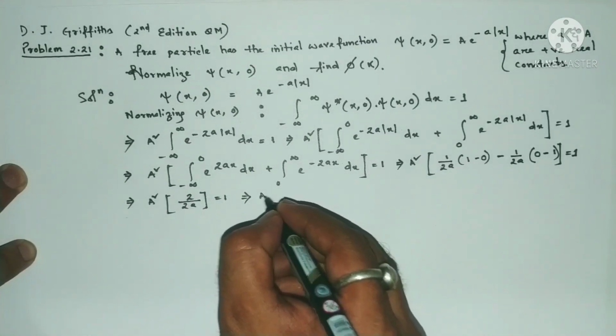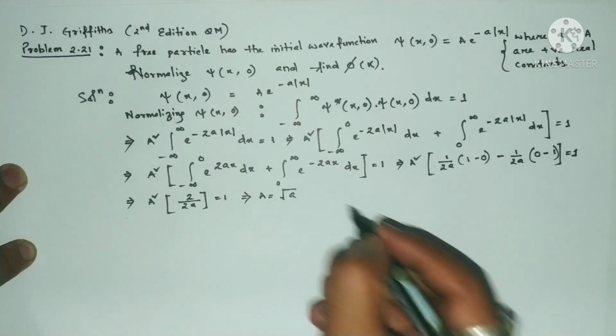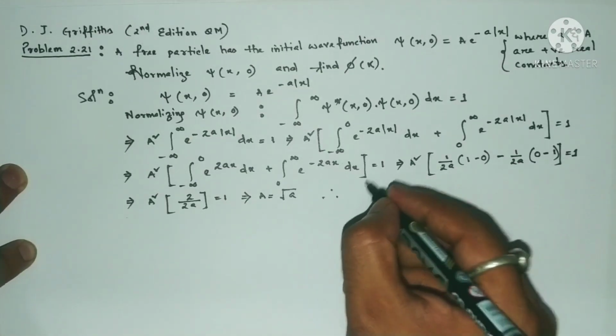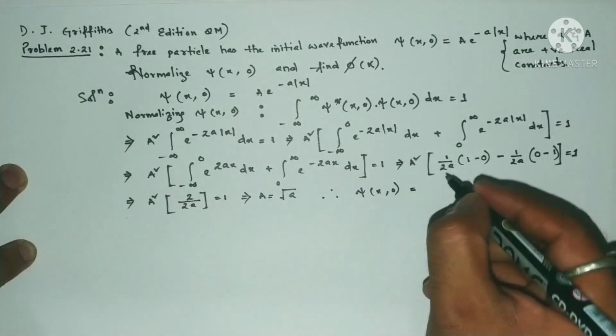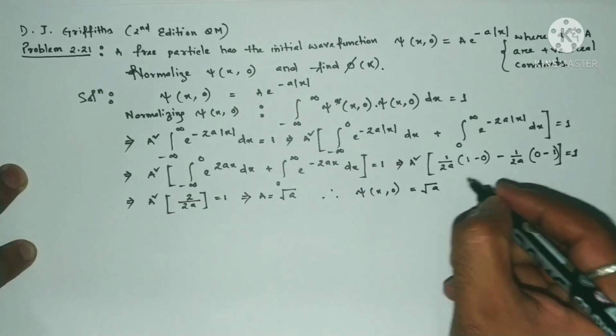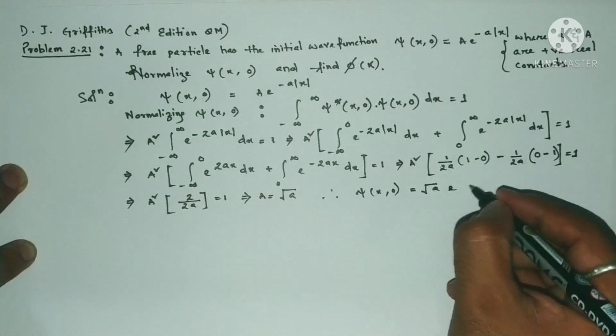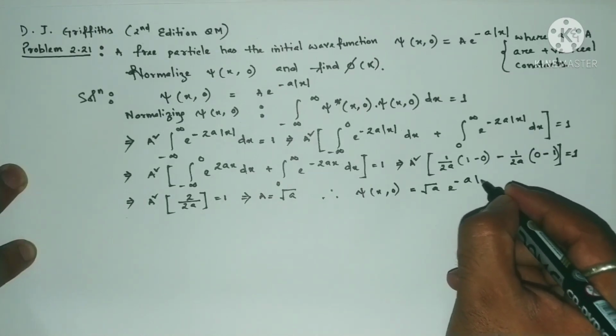Finally you are left with A equal to under root a. Therefore psi x comma 0 equal to under root a e raised to minus a mod of x.